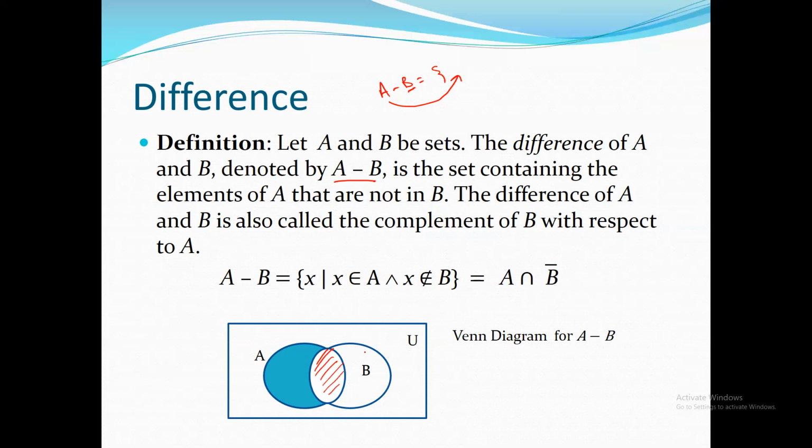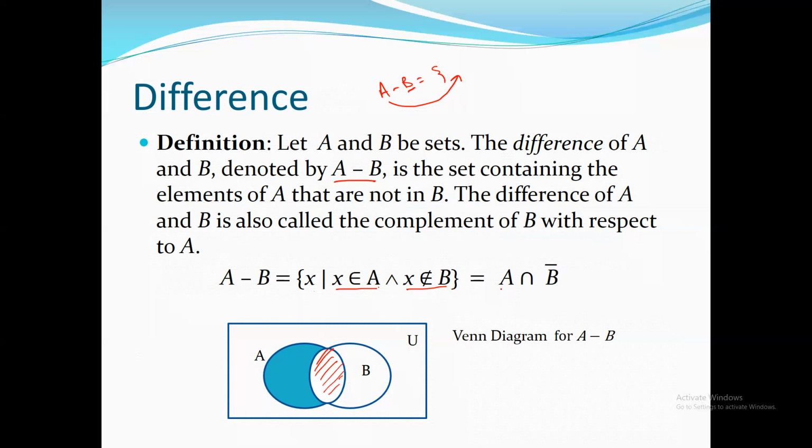So all the B elements will be excluded, and all the common elements will be excluded as well, since they are members of B, and the only remaining elements of A are basically the difference A minus B. So we represent X such that X belongs to A, it should be true, and X does not belong to B. So we exclude all the elements from the set B. So the definition is X belongs to A and X does not belong to B.